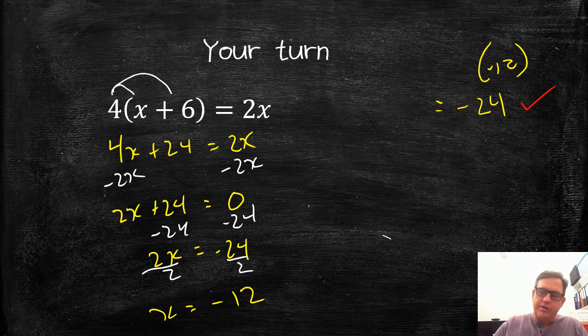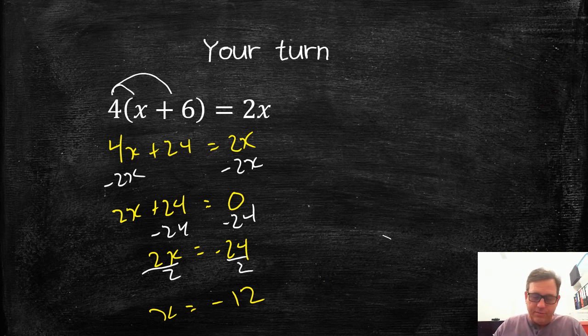Now, I just want to show you something, because as I keep stressing, there is more than one way to do these, and depending on the type of equation, you might want to do something differently. So let's go back. We expanded the brackets, and we have 4x plus 24 equals 2x. We've moved the smaller one. What happens if we move the bigger one? Let's just see. Is it still causing a problem?